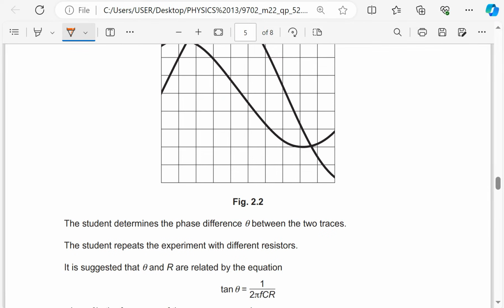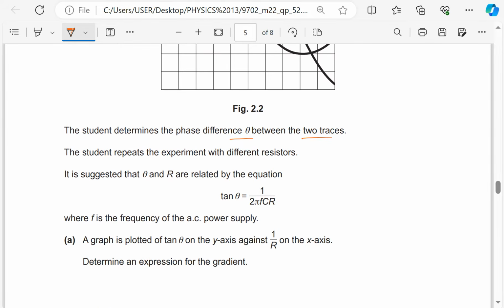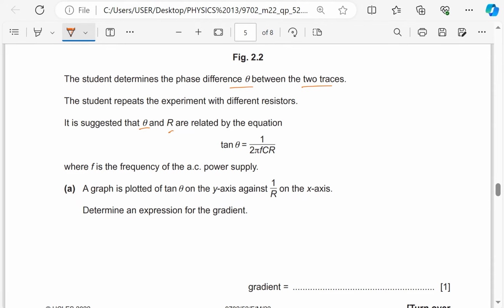The student determines the phase difference theta between the two traces. It is suggested that theta and R are related by this equation here. So all we need is to know which graph is being plotted. The graph is plotted of tan theta against 1 over R. So I must ensure that tan theta is the subject, and indeed it is the subject.